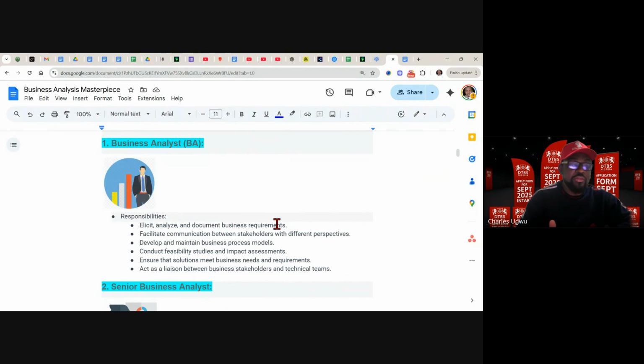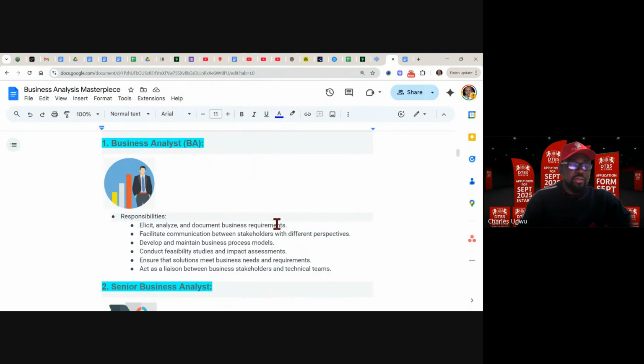What is elicit? Requirement gathering. You hear requirement gathering a lot. You are going to hear about requirement elicitation, requirement gathering, or data collection. They are the same thing. And this is the core responsibility of a business analyst. You are going to do all this.